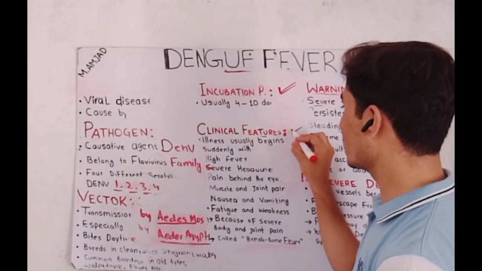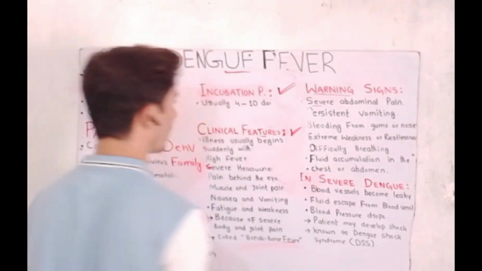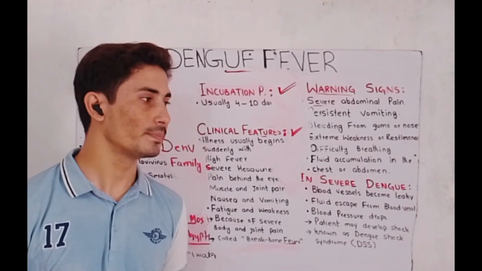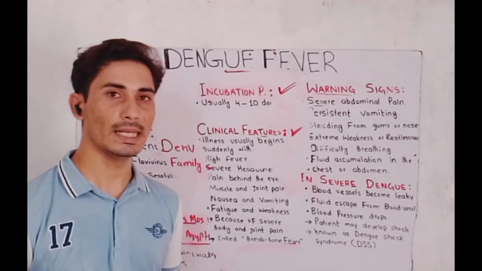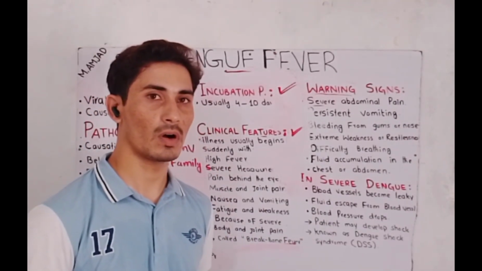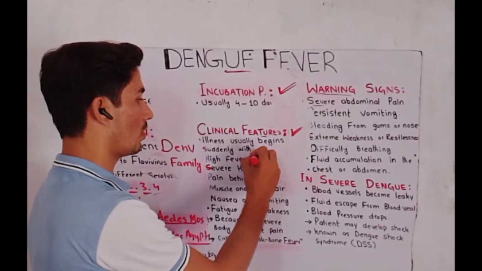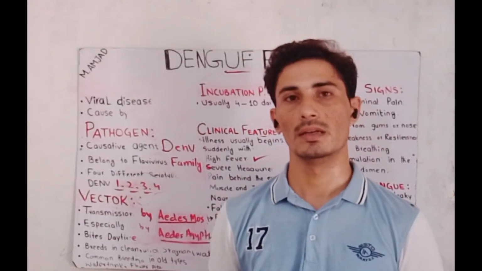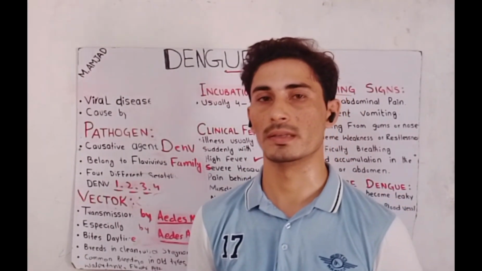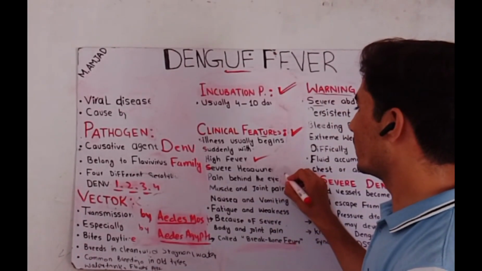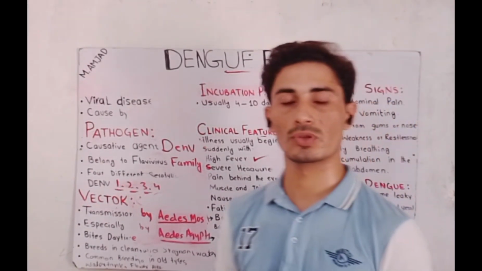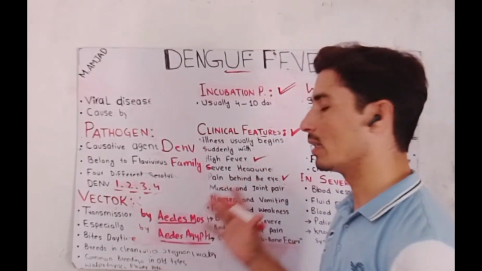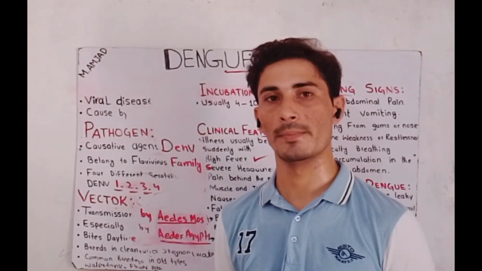And then we talk about the clinical features. Clinical features means the symptoms which appear as a result of the disease in the body, or the changes observed in an infected person. In dengue fever, the illness begins suddenly with a high fever and a severe headache. A person feels extreme headache because of the immune system response to the virus. Then, along with pain behind the eye, this is the most classical symptom of dengue fever, and this eye pain worsens with eye movement.